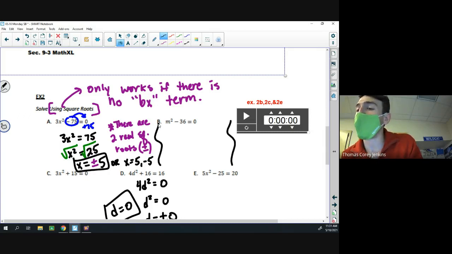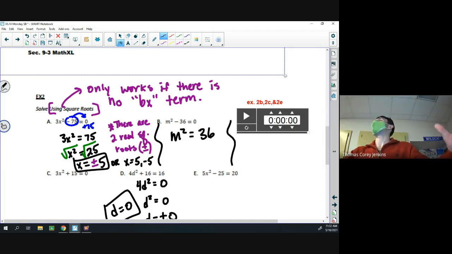So looking at example B, we want to isolate the m squared part first. So add 36 to both sides, and we get m squared equals 36. Everybody's like, I thought m squared equaled E, right? No, that was an Einstein joke.